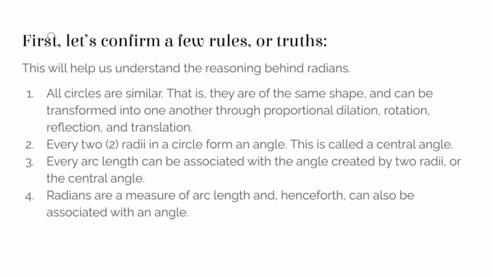This is called a central angle. 3. Every arc length can be associated with the angle created by two radii, or the central angle. 4. Radians are a measure of arc length, and henceforth can also be associated with an angle.